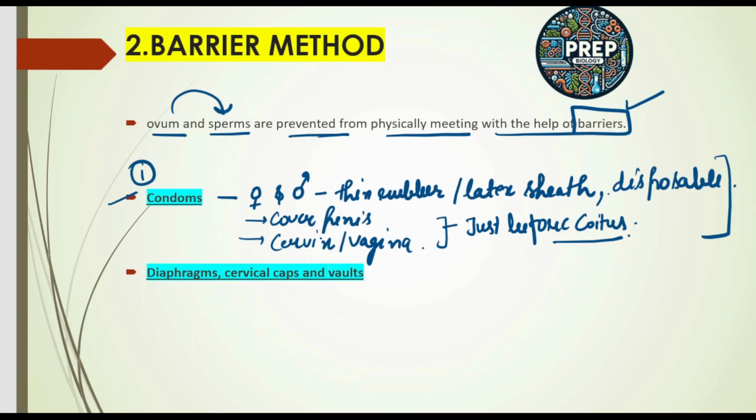And the most important brand of the condom is Nirod, which is very famous for the different kinds of condoms. The condoms also protect from different sexually transmitted diseases, AIDS, etc. So these are also important for protecting from the STDs, that is the sexually transmitted diseases, and AIDS.